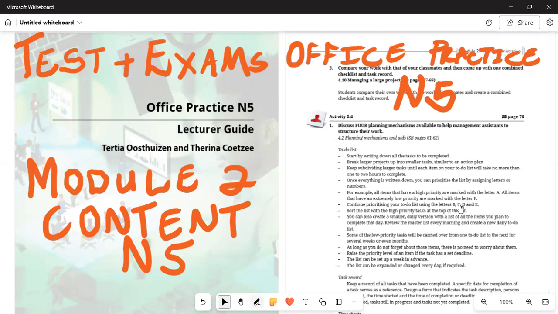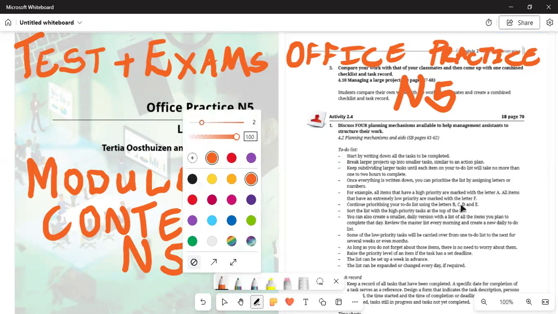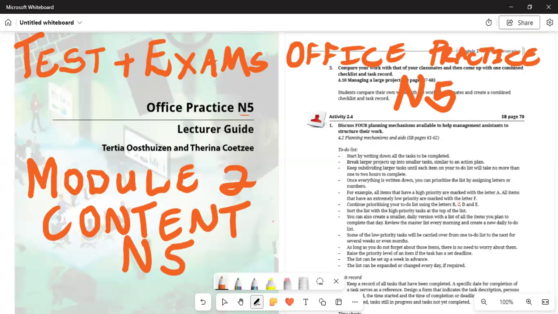And then today we have a privilege to look at and anticipate this module that we are talking about, office practice. Please ensure that this is Office Practice N5. We are looking at the lecturer's guide, and we have said that we are doing module 2, and this is the content coverage for N5.